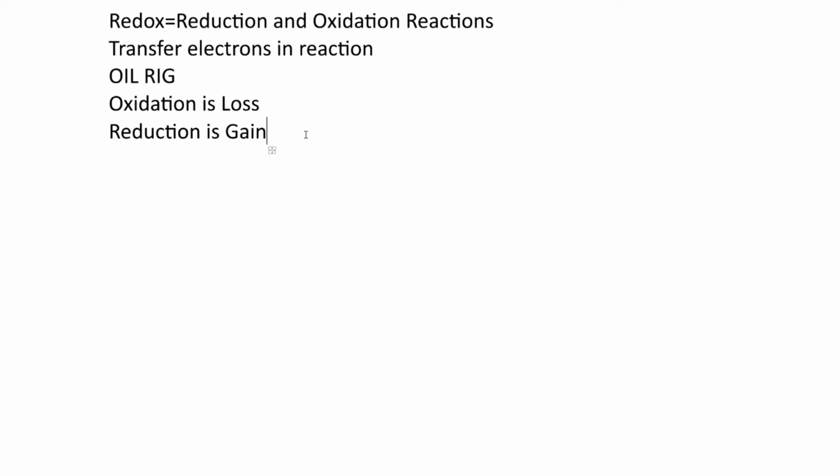So what does loss and gain mean? It just means loss of electrons, gain of electrons. Like I said before, the iron rusting example. The oxidation in that case would be the oxidation of iron. So the iron would lose its electrons, and it would be the reduction of oxygen, so that would be oxygen gaining electrons. So let's look at some examples of this, right?